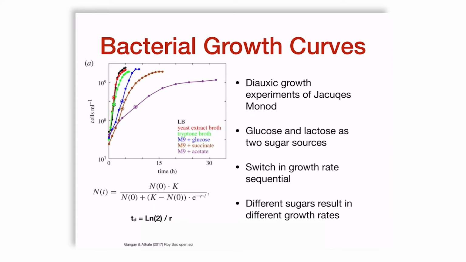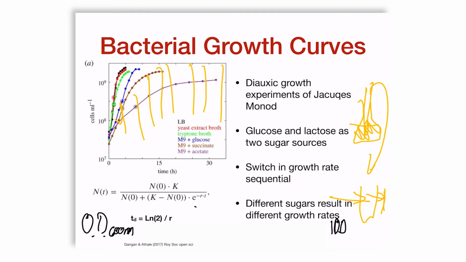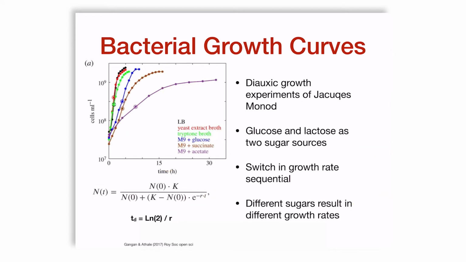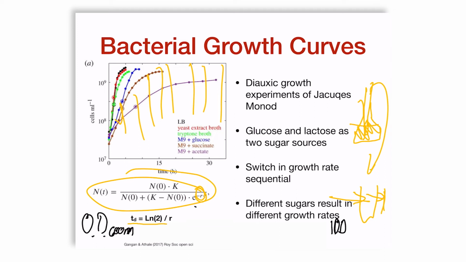If we want to estimate general properties like growth rate, we fit it to this equation, which is a logistic equation, and use the standard definition of growth rate to identify the doubling time, which is the ratio of the natural log of 2 to r.